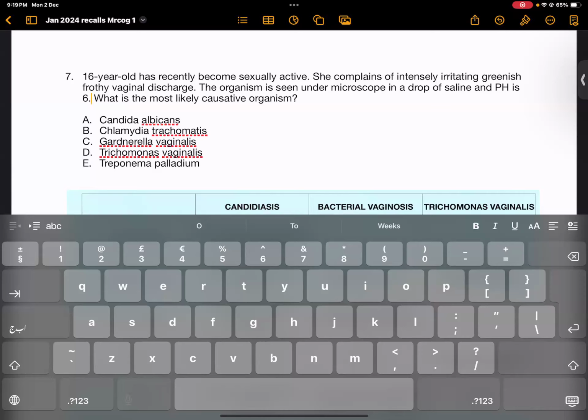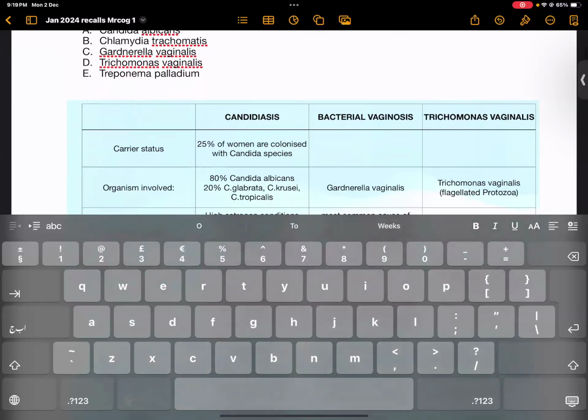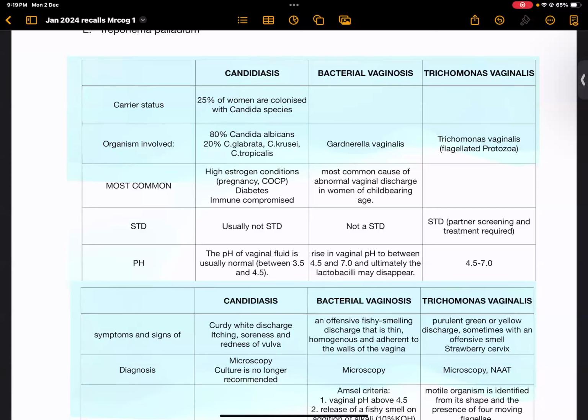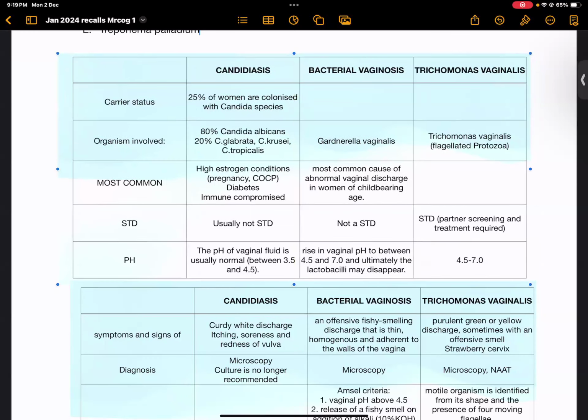But if the question says a flagellated organism is seen, that points to Trichomonas vaginalis. The greenish, frothy vaginal discharge is also typical of Trichomonas vaginalis. Let's briefly discuss these infections: Candida, BV, and TV. In Candida, 80% is due to albicans and the remaining 20% due to Candida glabrata and tropicalis. BV is caused by Gardnerella vaginalis, and Trichomonas vaginalis is a flagellated protozoan.